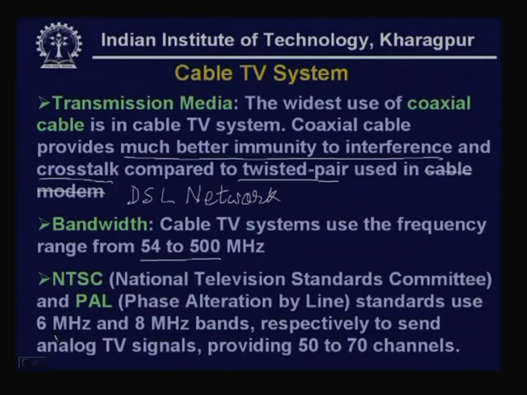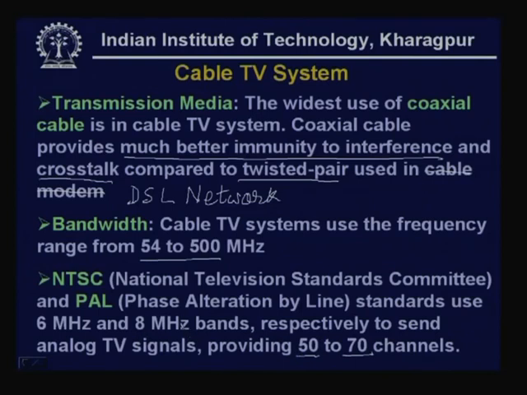Since it uses 6 megahertz and 8 megahertz bandwidth, this 54 to 500 megahertz range is distributed over a number of channels, providing 50 to 70 channels depending on whether you are using NTSC or PAL standards. Depending on the standards used, the number will be different. For example, if NTSC is used, you will get about 70 channels, and if PAL is used, you will get about 50 channels, because you require higher bandwidth per channel.